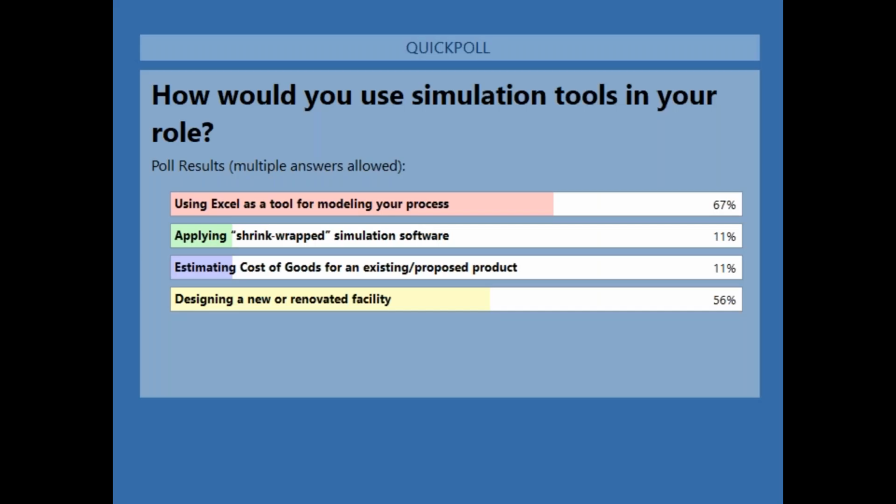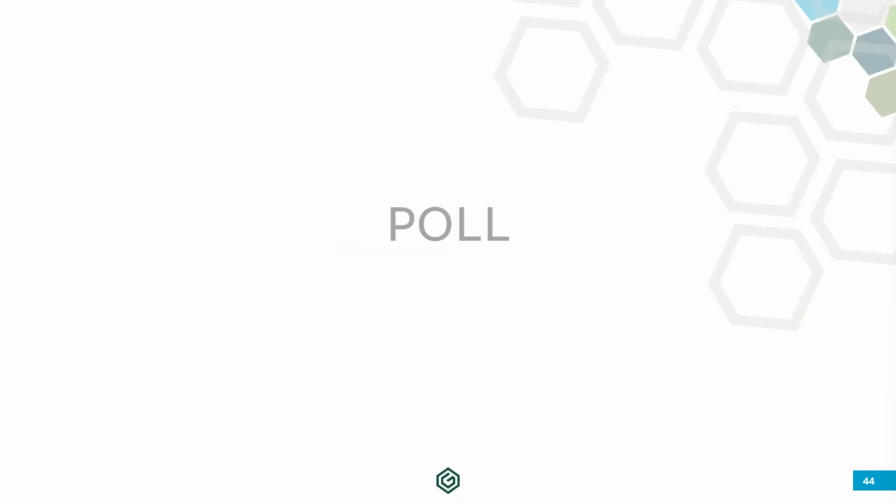Okay, so in our audience, Steve, we have 67% who said using Excel as a tool for modeling your process, while 11% said applying shrink-wrapped simulation software. Then we have another 11% saying estimating cost of goods for an existing proposal product, or 56% saying designing a new or renovated facility. So thank you everyone for participating in our final poll question there.